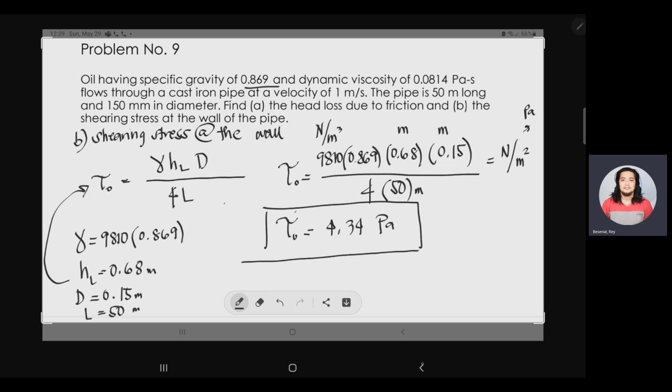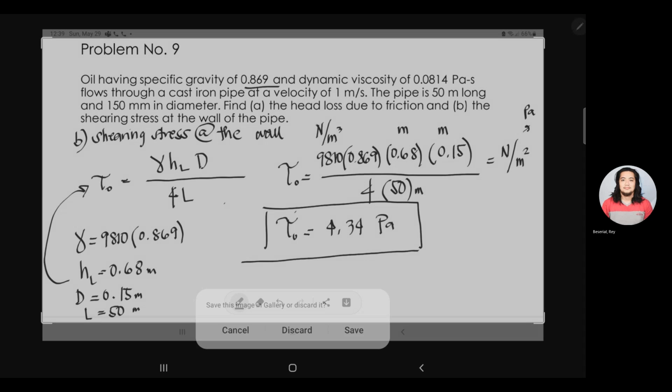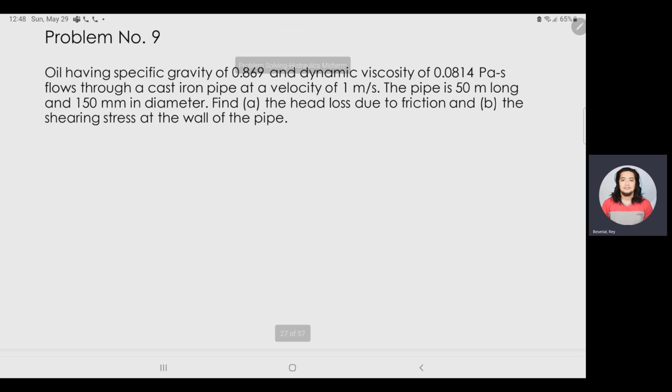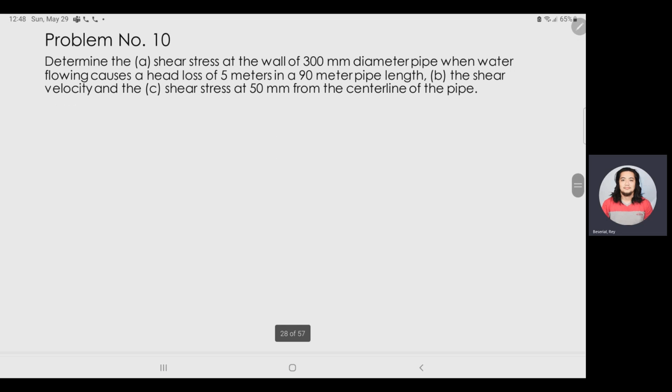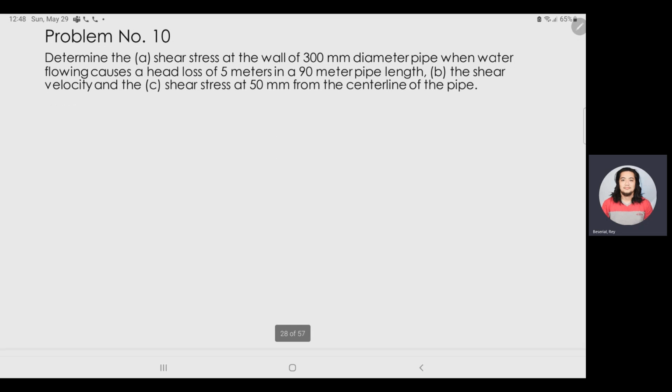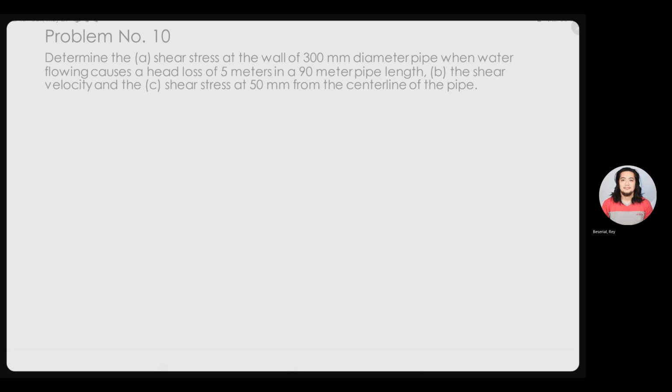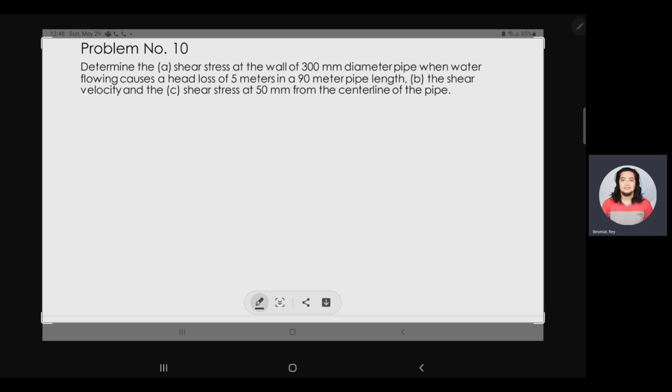Okay, for the last problem sa ating part 2, number 10. Next is doon na tayo sa ating fluid flow in pipes problem solving. So sa number 10 natin, we will determine the shear stress at the wall of a 300 mm diameter pipe when water flowing causes a head loss of 5 meters in a 90 meter pipe length. B, hanapin natin yung shear velocity. And C, shear stress at 50 mm from the center line of the pipe. So let's proceed sa letter A muna.